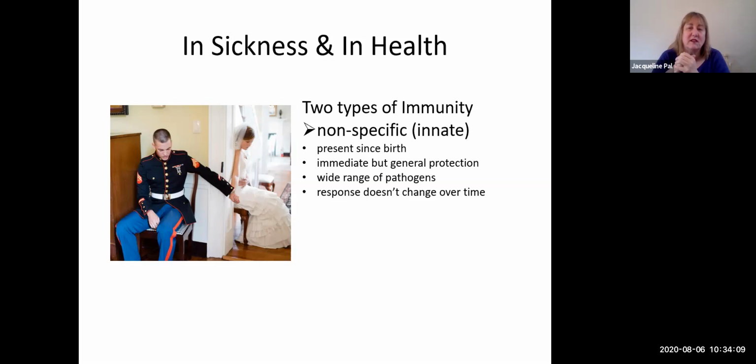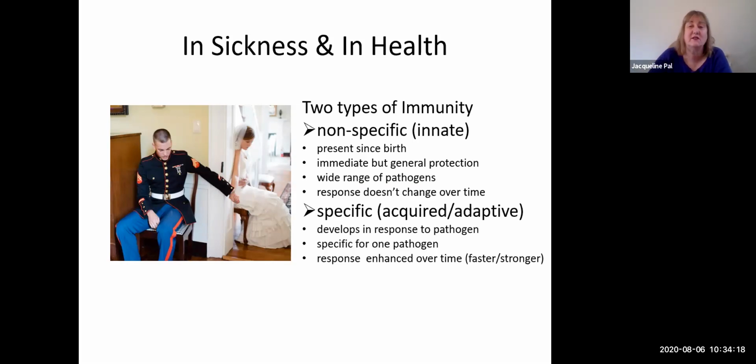That's what non-specific means. Now, in contrast to non-specific, you can guess that the other type would be called specific, but it also has two other synonyms. Acquired, because you're not born with it, and adaptive, because it changes from the initial non-specific forms.